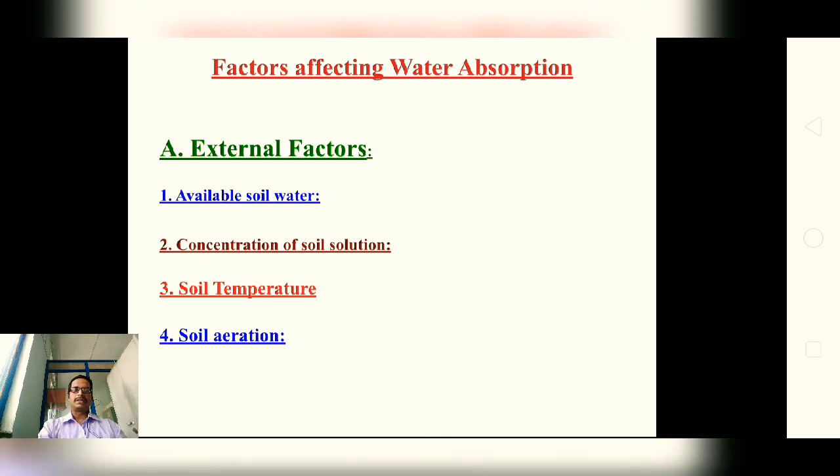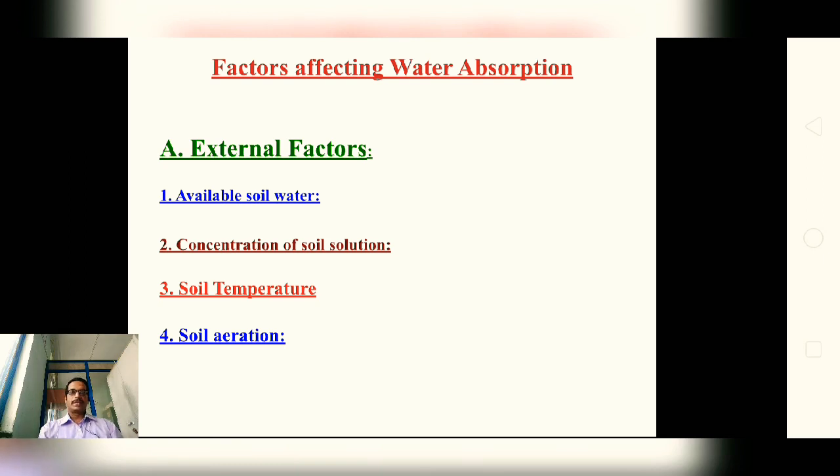There are several factors which affect water absorption. First we will discuss the external factors. The first external factor is available soil water. Sufficient water should be available to the plants. Capillary water present in the soil is available to plants. If the soil water is less, the rate of absorption is reduced and wilting takes place. Permanent wilting percentage causes a decrease in absorption of water. So what is wilting? It means the loss of rigidity of non-woody parts of the plant.